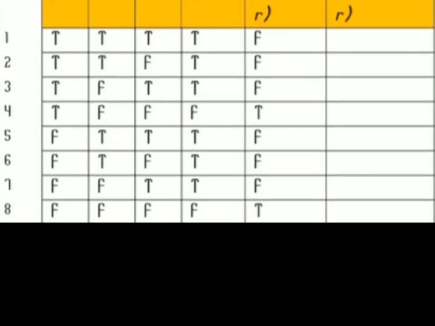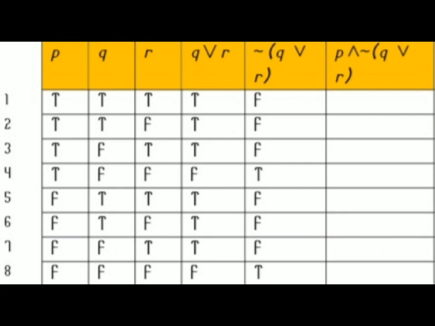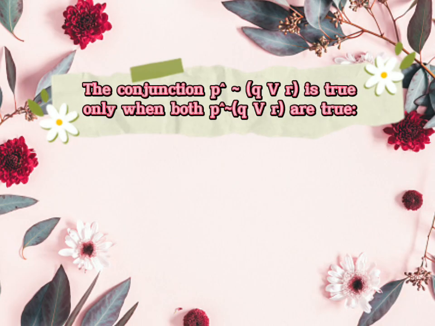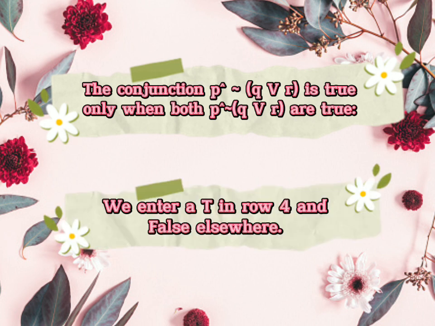We fill in the appropriate symbol in the column under Q or R. Enter F if both Q and R are false. Enter T otherwise, that is, if at least one is true. In the fifth column, fill in the truth values that are opposite those of the fourth column, as you can see in this table. We enter a T in row 4 and false elsewhere. So we have here the truth table as shown on the next slide.